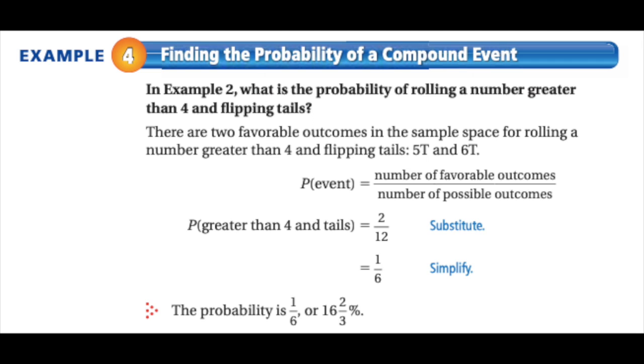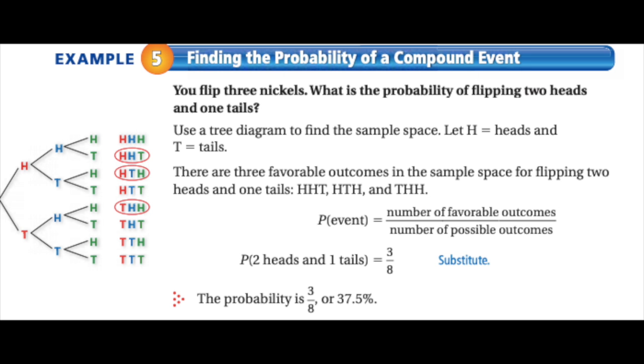Moving on to example 5, we see that we're going to use a tree diagram for this because we want to flip 3 nickels, and then we want to know the probability of flipping 2 heads and 1 tail. They did the diagram for you. The first time you could do a heads, and then a heads or a tails, and then a heads or a tails off of each of those. In that final column that's all colorful, the red, blue, and green, it has heads, heads, heads, or heads, heads, tails, or heads, tails, heads.